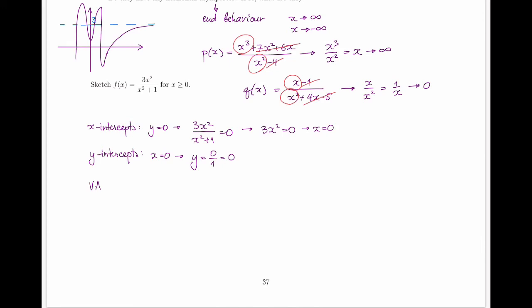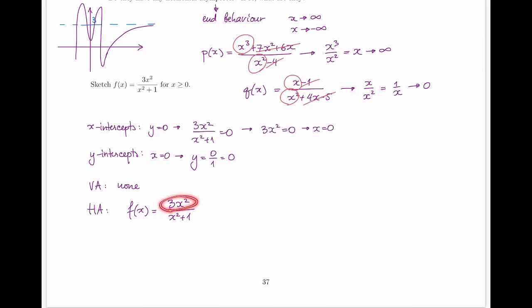For the vertical asymptotes, we've analyzed this function above, and the vertical asymptotes occur when the bottom would have been 0, which happens for no values of x, so there are no vertical asymptotes. For horizontal asymptotes, we have to analyze the end behavior. So let's take a look at this function a little bit closer: 3x squared over x squared plus 1. I am going to take only the highest degree terms from each top and bottom.